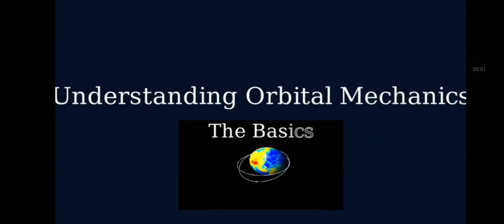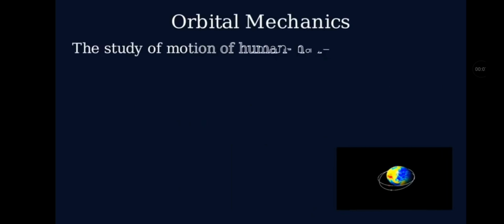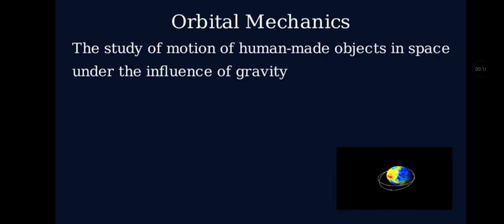Orbital mechanics is the study of how objects move in space under the influence of gravity. Orbital mechanics focuses primarily on artificial satellites and spacecraft. While it's rooted in celestial mechanics, it specifically deals with human-made objects.